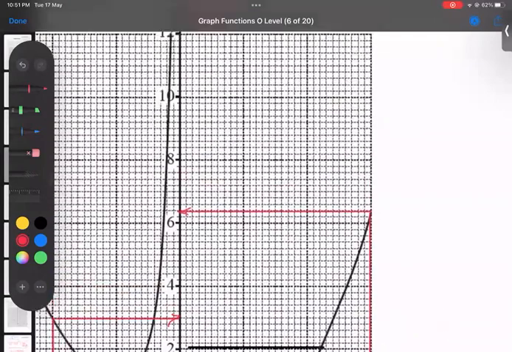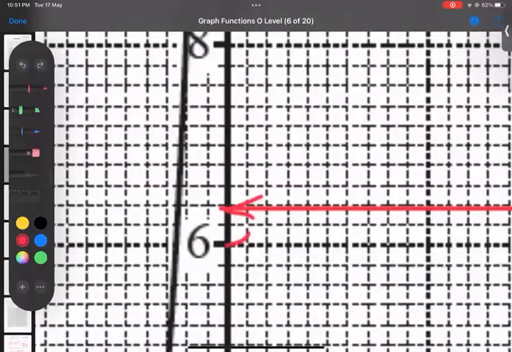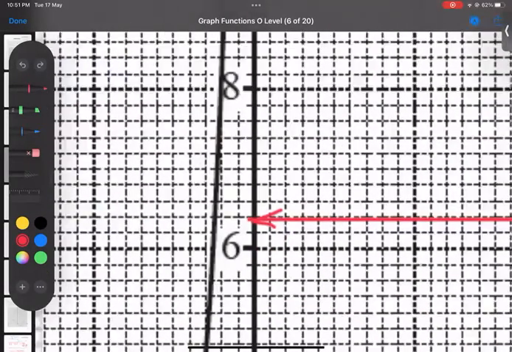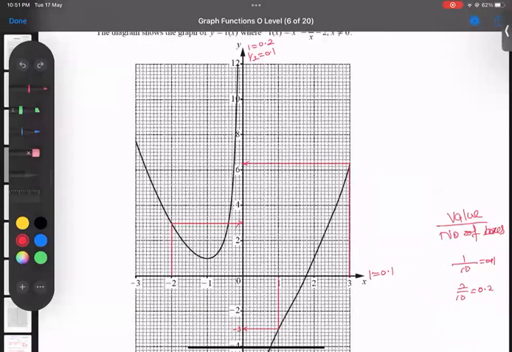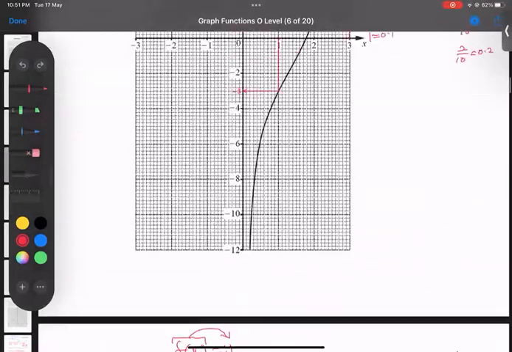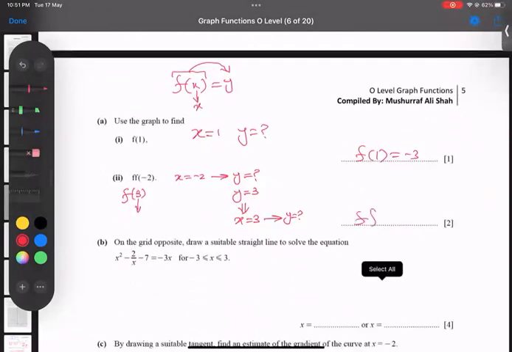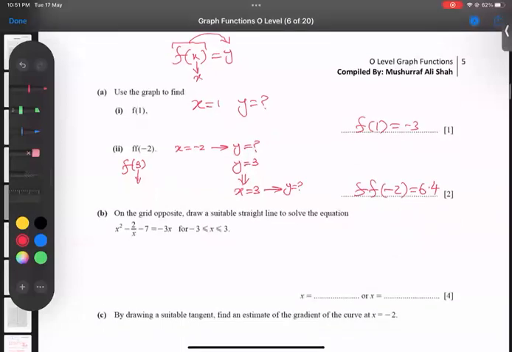How? Because I know it. One box is 0.2, and these are two boxes, 0.2, 0.4. So Alhamdulillah Rabbil Alameen, I believe you got the answer very clearly. So y is equal to, wait a minute, yeah, 6.4. So f of -2 is 6.4. Let's talk about the next question.